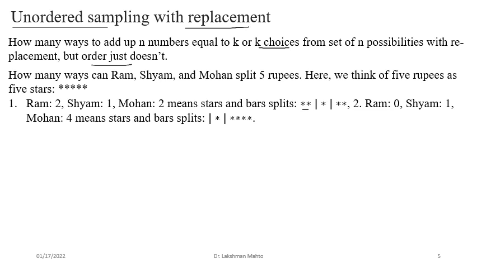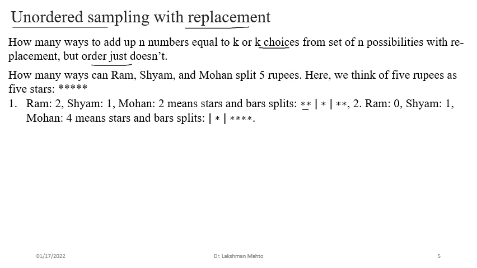Suppose you come up with another split, where Ram is getting 0 rupees, Shyam is getting 1 rupee and Mohan is getting 4 rupees. It again means we introduce 2 bars within these 5 stars. First we put 1 bar, and before that there is no star because Ram is getting 0 rupees. Then Shyam is getting 1 rupee, so we put another bar after 1 star, and the remaining 4 rupees go to Mohan. So for any split of 5 among 3, you always come up with 2 vertical bars.